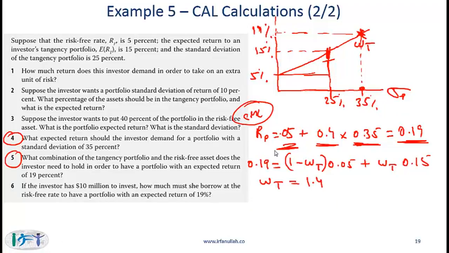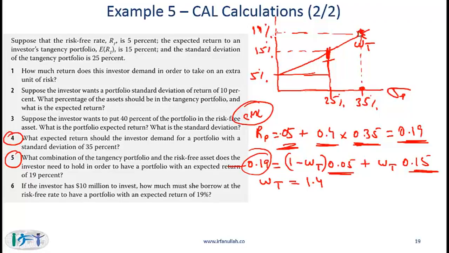So here is how you do this. The return for our portfolio is 19%, that's this number. This has to be 1 minus WT, which is the weight in the risk-free asset, times the return on the risk-free asset, plus the weight of the tangency portfolio into the return of the tangency portfolio. You solve for WT and you get 1.4.